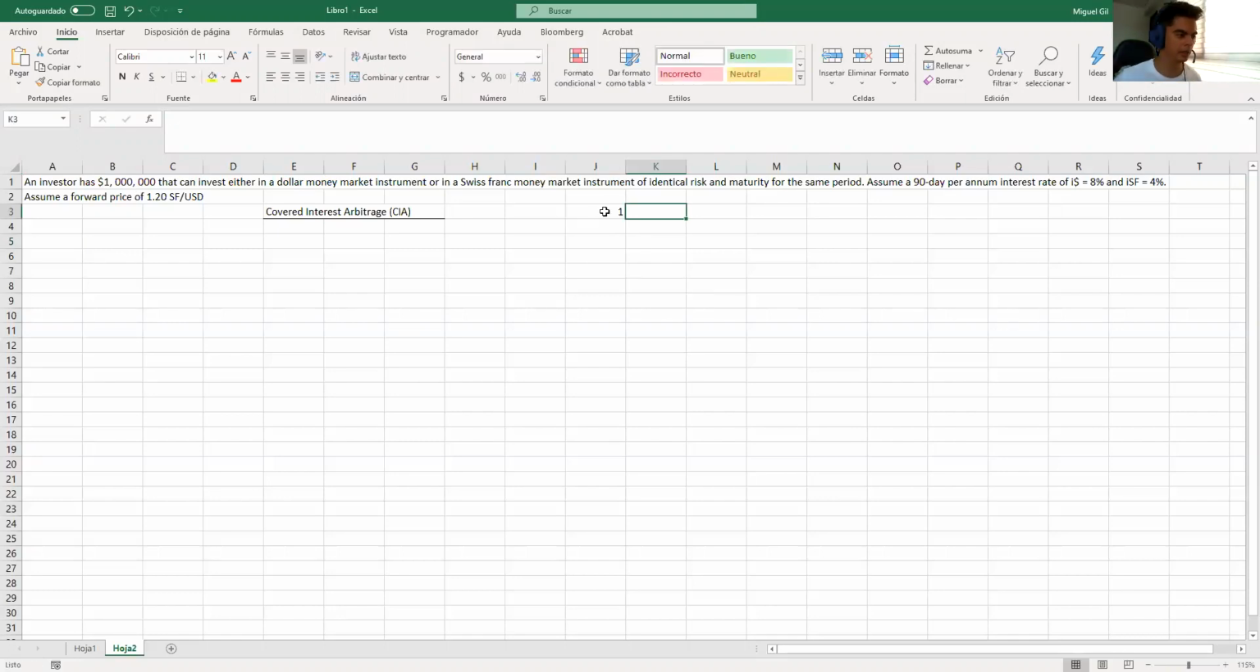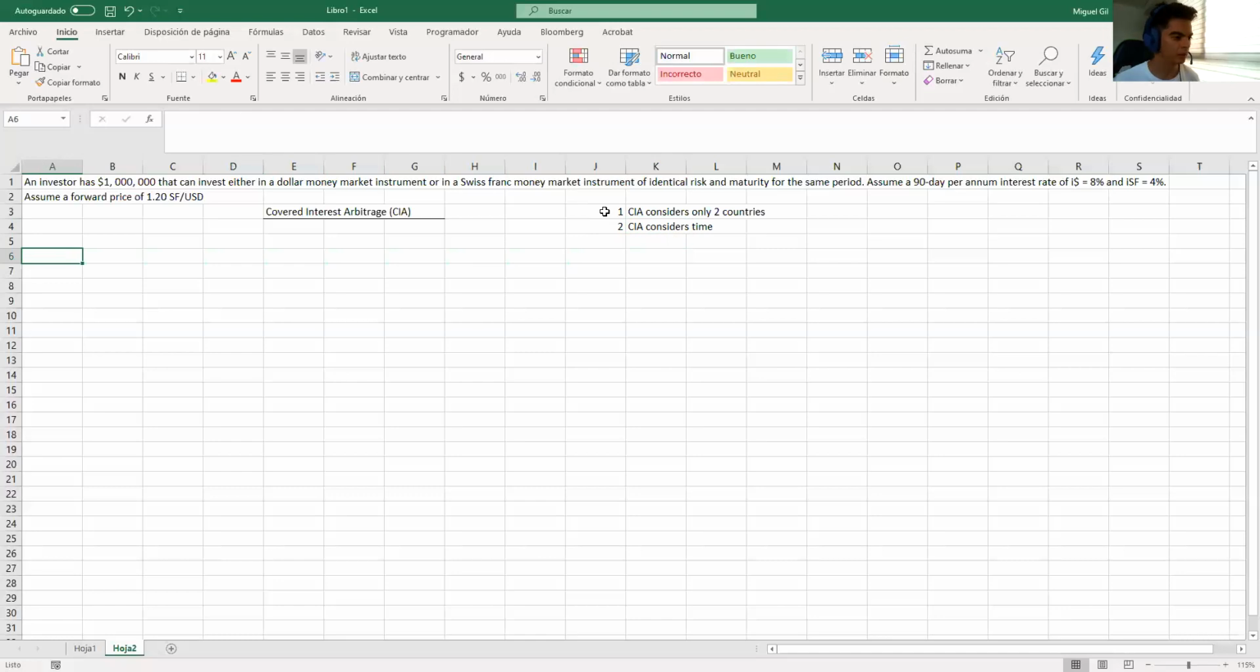So I will write in here the two differences. First is that CIA considers only two countries. Triangular arbitrage considered three, that's why a triangle. And the second thing is that CIA considers time. And in the triangular arbitrage, everything happened in the present. So we need to be conscious about the differences.